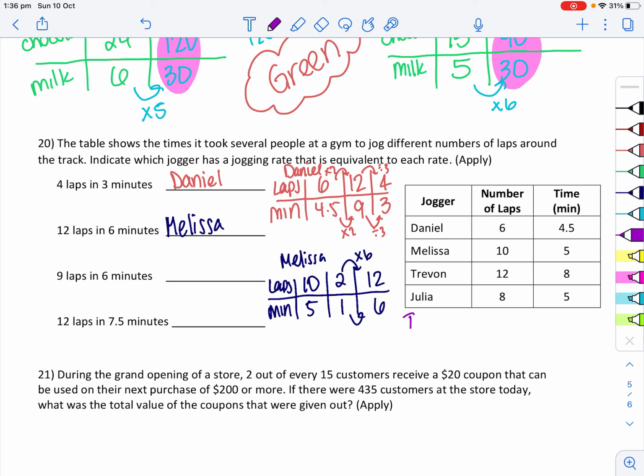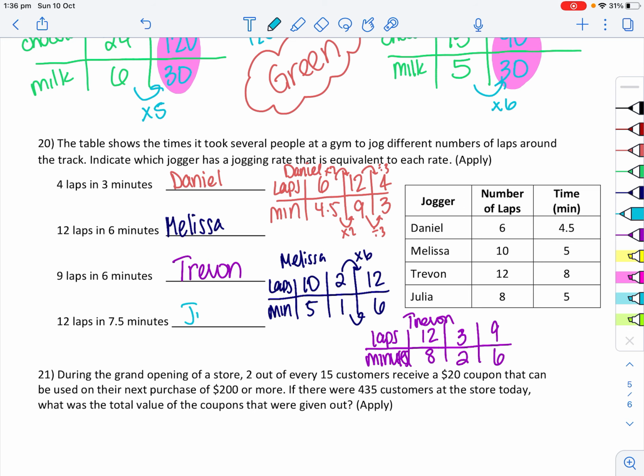Let's see, Trevin. Laps, minutes. Trevin is 12 to 8. If I simplify that, I get 3 over 2. And if I multiply that by 3, I get 9 and 6. So Trevin's going to be this third one. And then obviously Julia has to fill in the space for the last one.